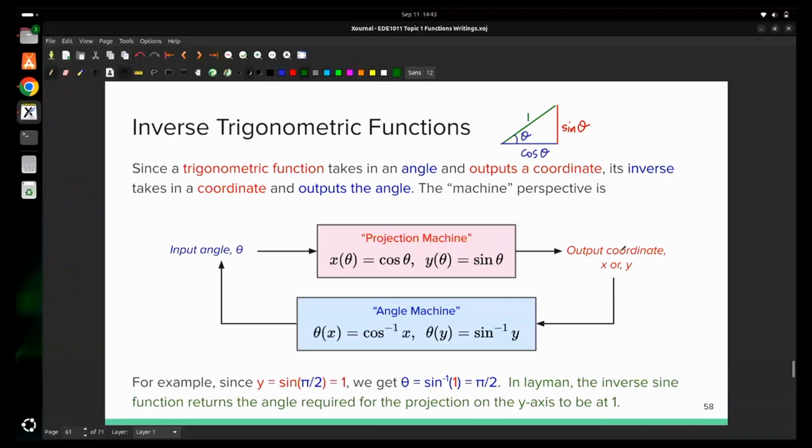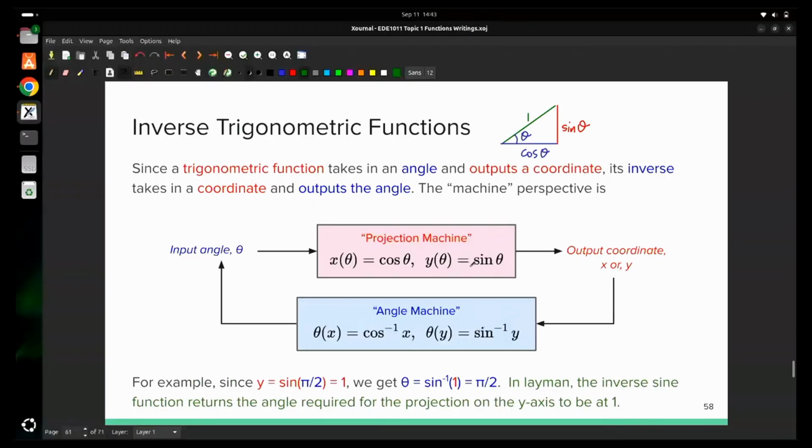But what if I give you the x and y? I want to compute the input theta. So can I do that or not? Of course I can do that, right? So therefore, there will be some inverse trigo functions being defined.